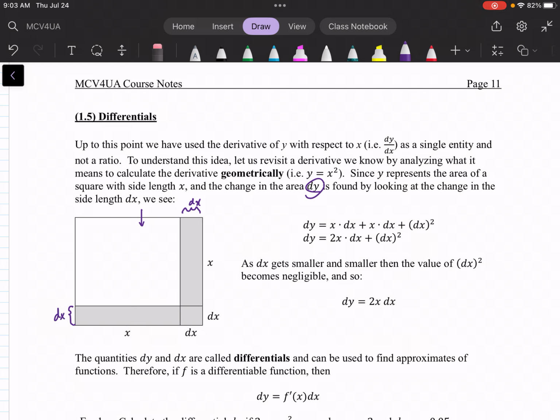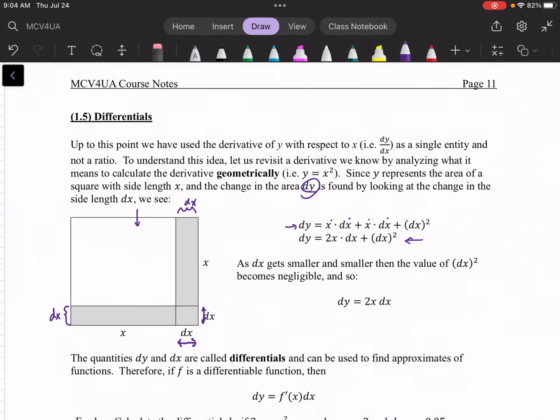So the gray areas can be found by the change in y. So dy can be found by x times dx plus another x times dx plus a dx squared. We can simplify this to dy equals 2x times dx plus dx squared. Now please realize, as dx gets smaller and closer to 0, dx squared becomes more negligible. The change in area can then be given by just 2x times dx instead. So now you see dy equals 2x dx.